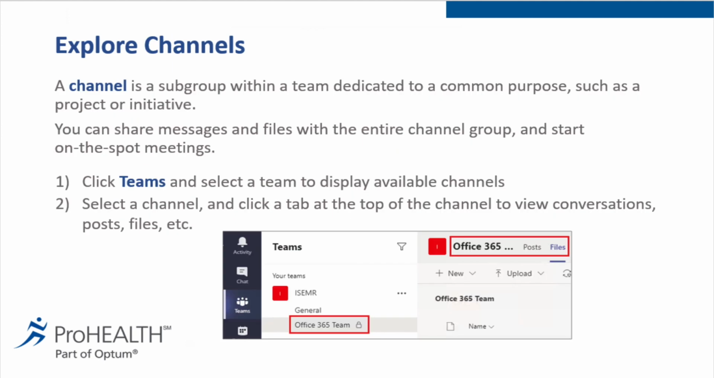Explore channels. A channel is a subgroup within a team dedicated to a common purpose, such as a project or initiative. You can share messages and files with the entire channel group and start on-the-spot meetings. To do so, click Teams and select a team to display available channels. Select a channel and click a tab at the top of the channel to view conversations, posts, files, etc.